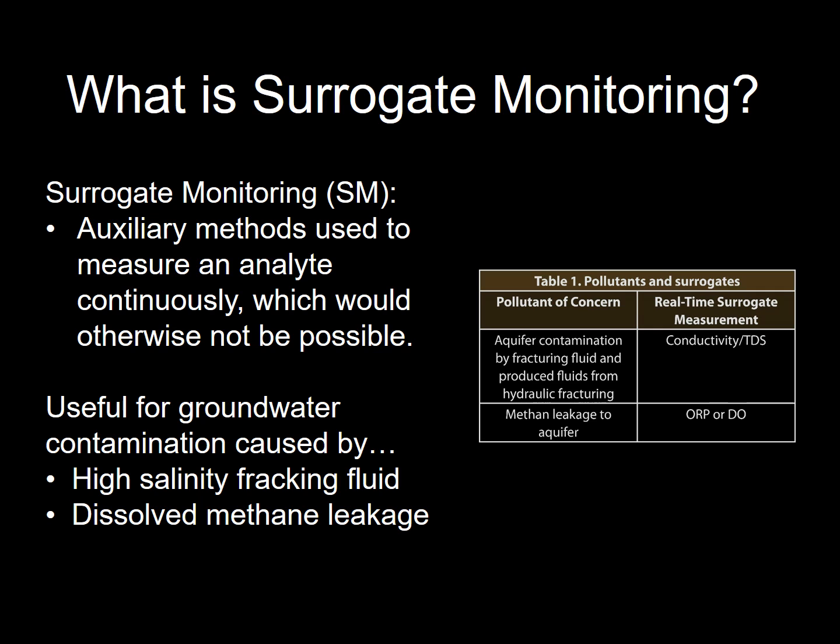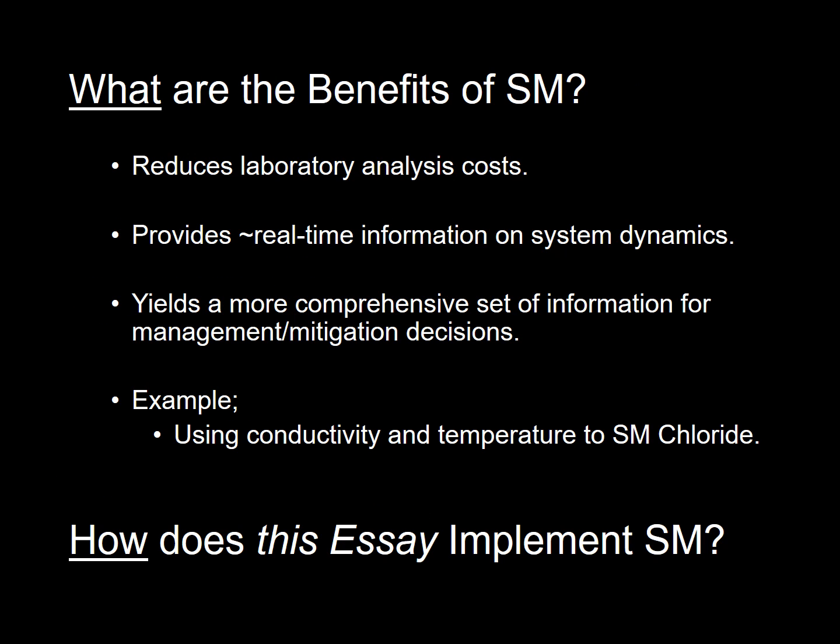So what are some of the benefits that are discussed in this paper for surrogate monitoring, and as well some other literature that I looked into? For one, as previously said, it reduces laboratory analysis costs. These are low-cost surrogates that can be deployed in real time and give information on what's going on in the hydrogeologic system continuously. And furthermore, they yield a comprehensive set of information for management decisions. So whereas you might have periodic measurements from a more expensive method, this gives you a continuous method potentially to catch abrupt changes in concentrations or water quality.